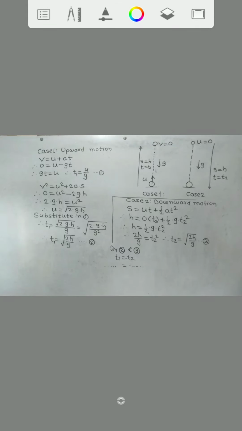Now consider our Science 1 Chapter 1 Gravitation exercise question number 2D on page number 15. A stone thrown vertically upwards with initial velocity u reaches a height h before coming down. Show that the time taken to go up is the same as the time taken to come down.